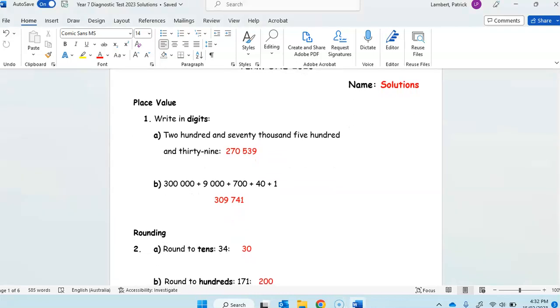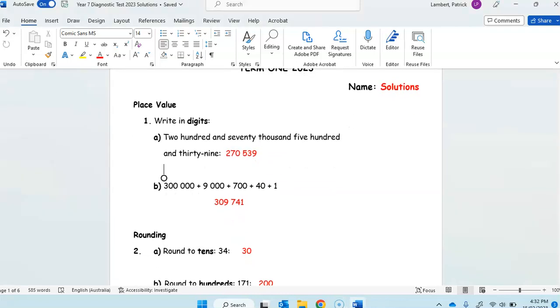Alright, question 1, write in digits. You've got 270,539, so you can see that you've got places here that need to be filled in. Again, the groups of 3. Then this one here, 300,000 plus 9,000 plus 700 plus 40 plus 1, and that's 309,000. Right, 309, there's no tens.